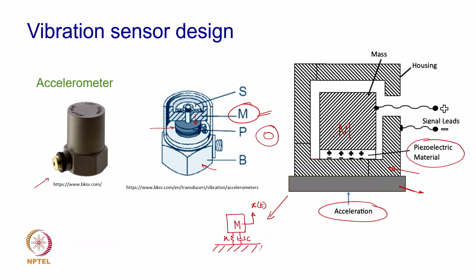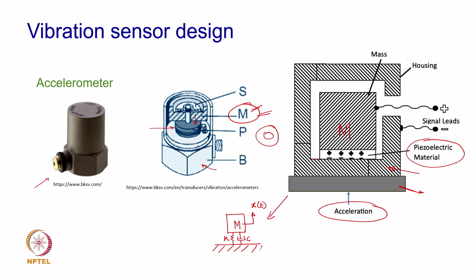This mass is rigid enough. So, you can assume this mass to be rigid enough, and the piezoelectric material is such that it is relatively softer. So, it will act like a stiffness and damping, and of course, the base and this housing are made of appropriate material, and are quite rigid in that sense. So, again what you notice here is that this particular sensor, an accelerometer, is also a vibratory system inside.